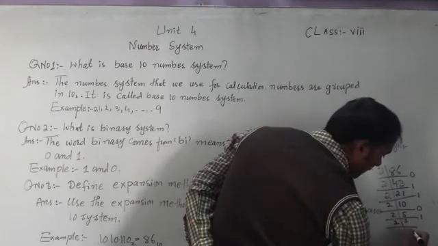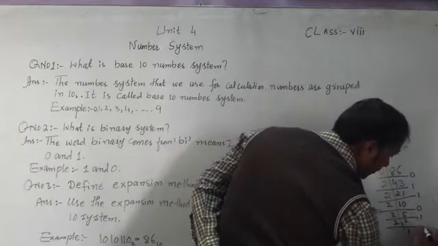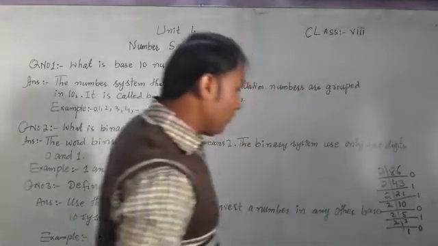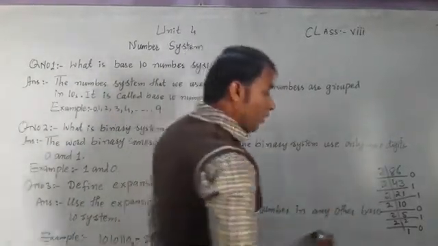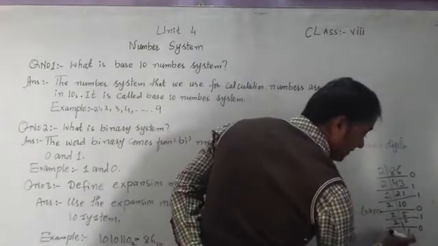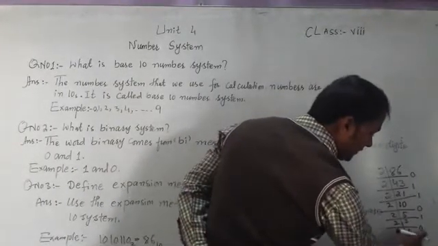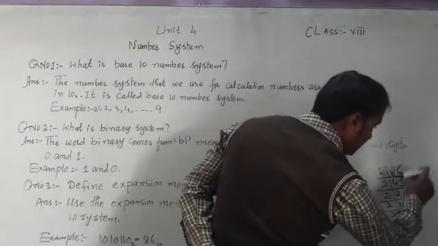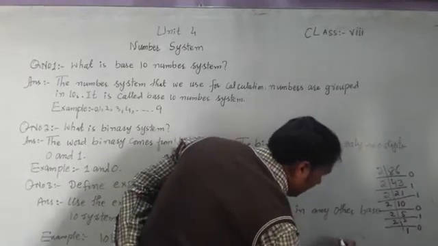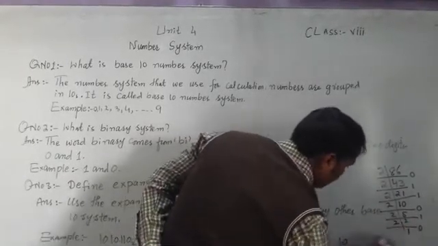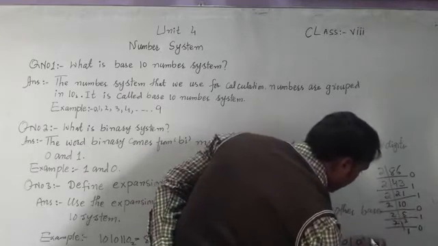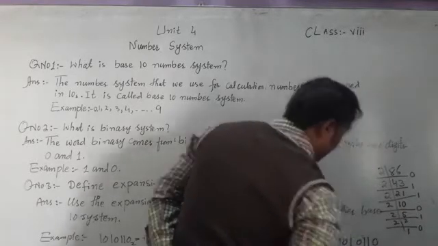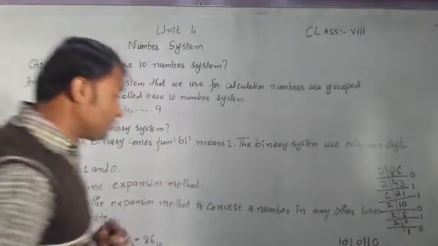Again, table of 2, and 2 one time, 0 is remaining. So we have taken out the 86 factors. Now the answer starts from down: 1 0 1 0 1 1 0. Start from here: 1, 0, this one 1, this one 0, this one 1, 1 and 0. It is converted into base 2 system.